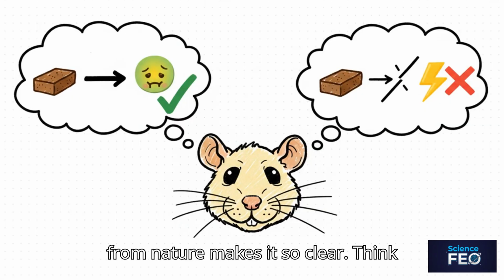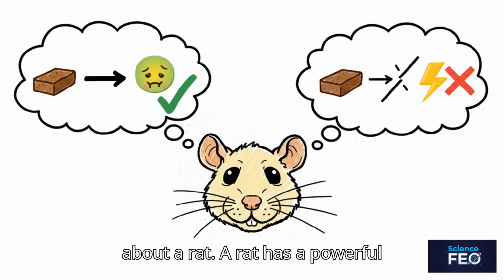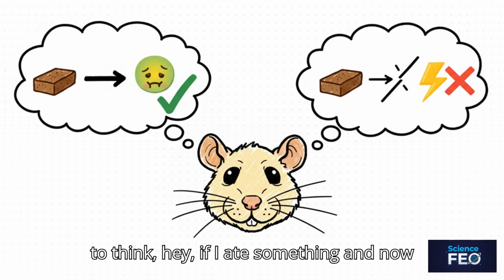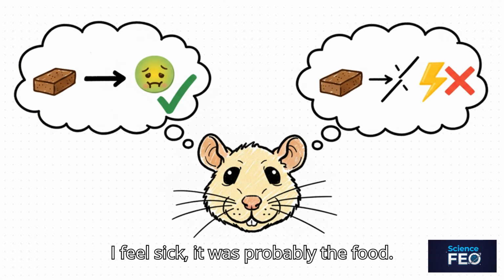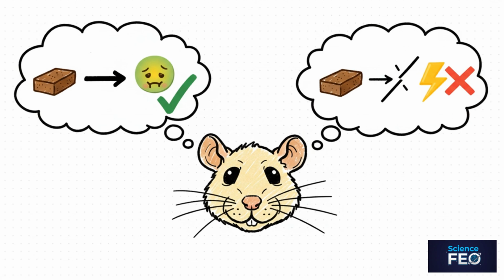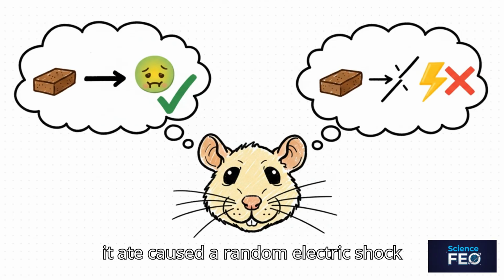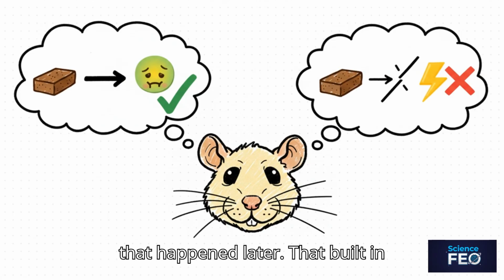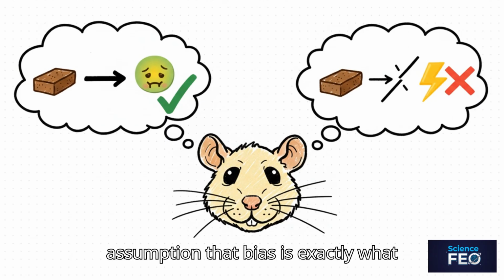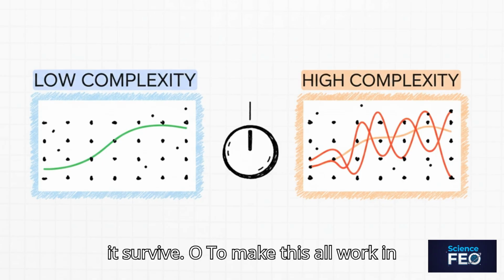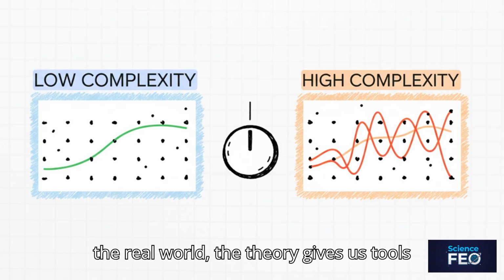This example from nature makes it so clear. Think about a rat. A rat has a powerful inductive bias. It's basically hardwired to think, hey, if I ate something and now I feel sick, it was probably the food. But it's not wired to think that the food it ate caused a random electric shock that happened later. That built-in assumption, that bias, is exactly what makes it a successful learner. It helps it survive.